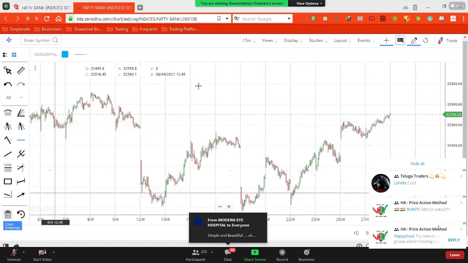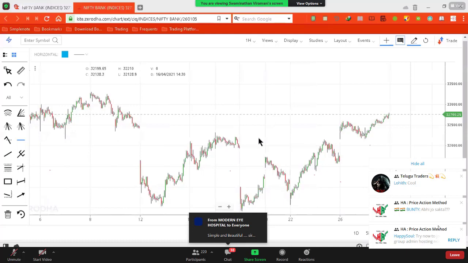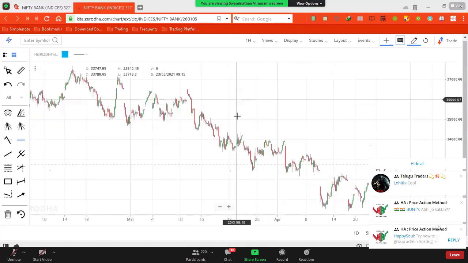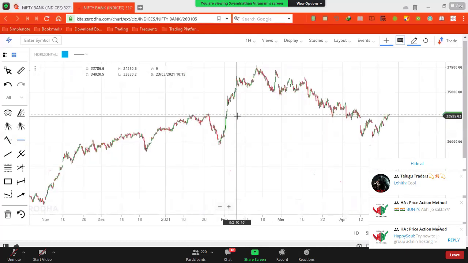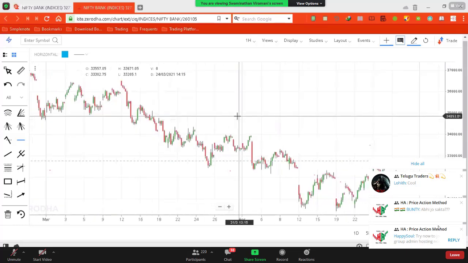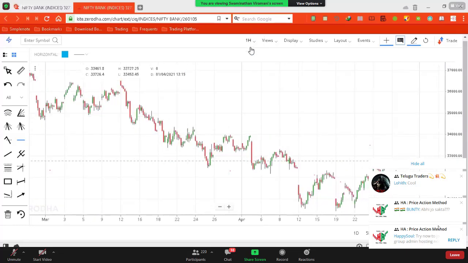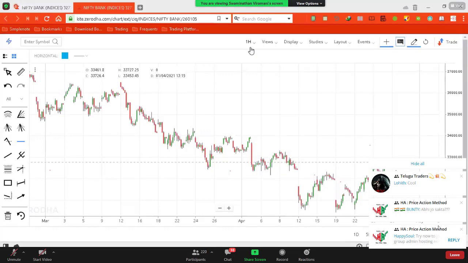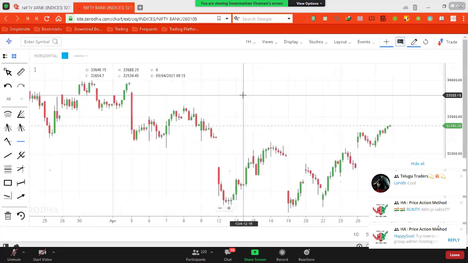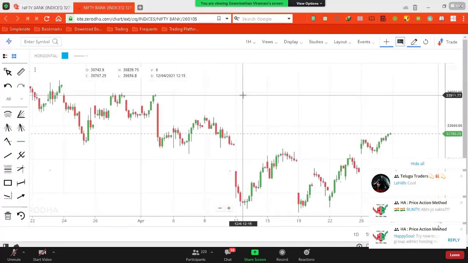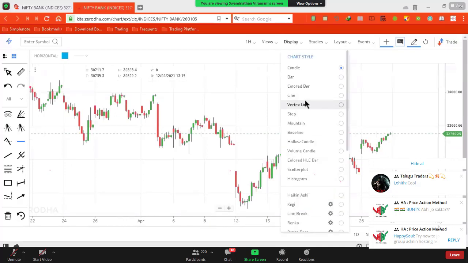Now let's wipe out everything and look at the other method. Again, back to my 1 hour chart. Why do I do the 1 hour chart? Because it reasonably depicts what could happen in the remaining part of the day. 6.5 hours of price action will tell me whether I want to buy or sell. And for the second method, what you do is you shift to a line chart.